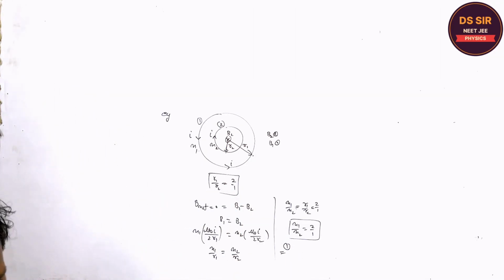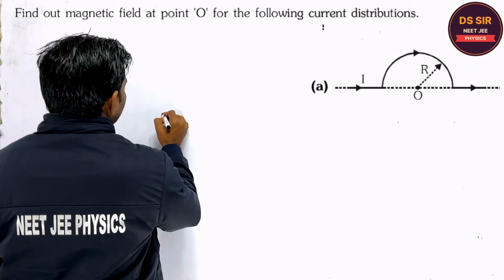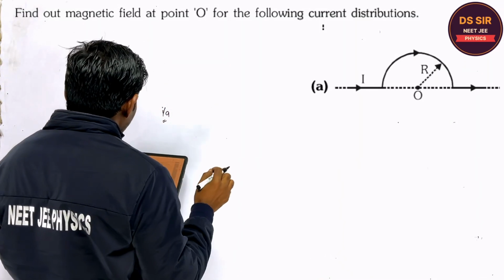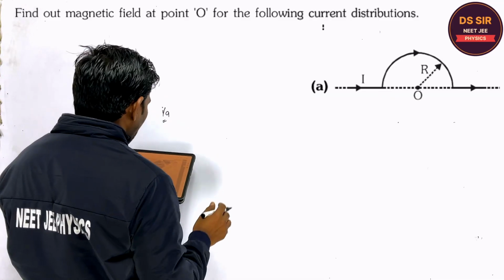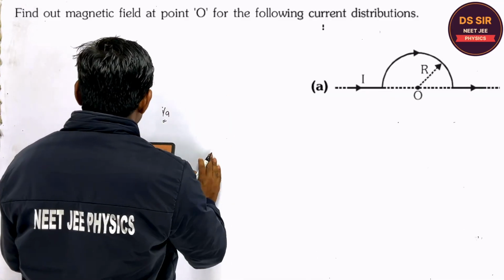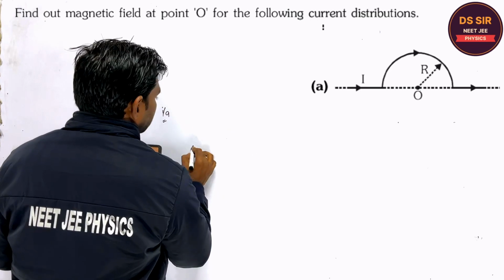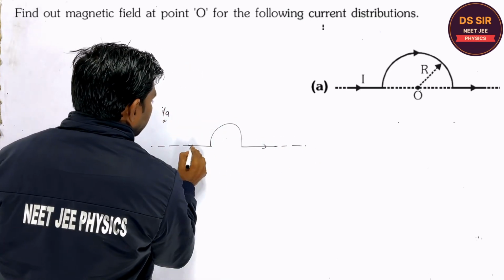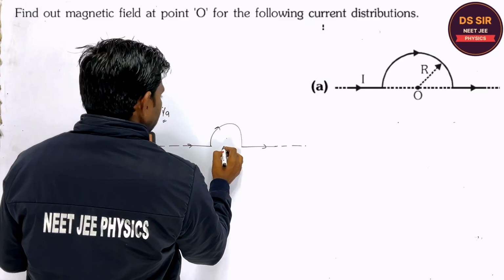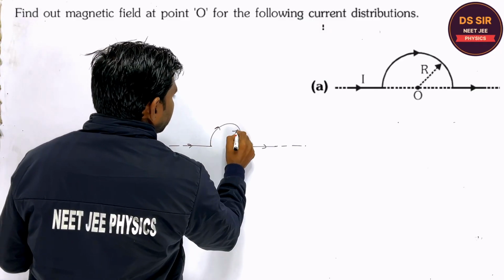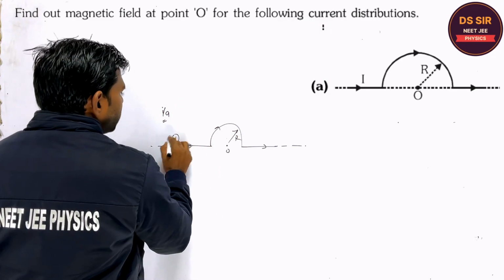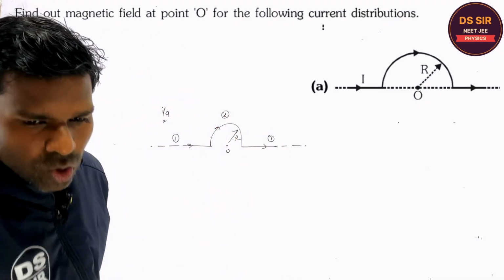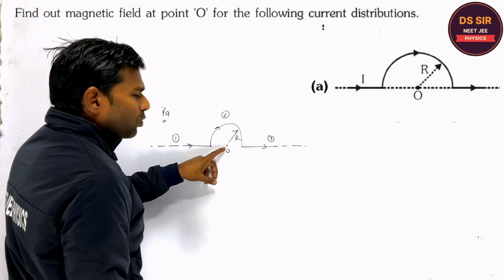Copy this. So read this question. This is part A we are discussing. You have to find the magnetic field at point O for the following circuit loop. So this is the first diagram, like this, and this is the point O, the radius is R. So listen, this is the one part, this is the two part, and this is the three part. Here we have to find the magnetic field at O.